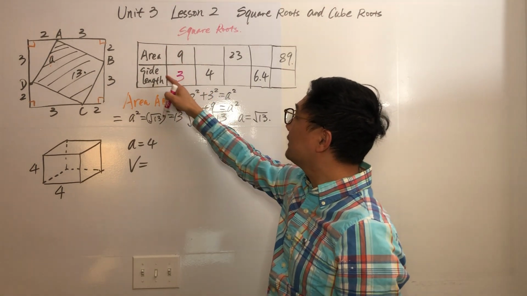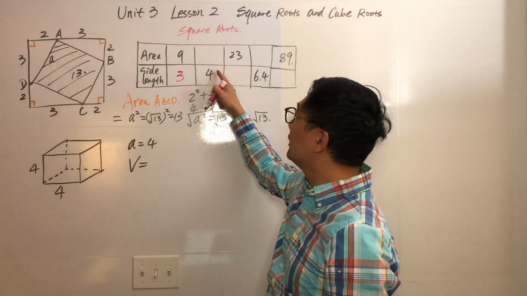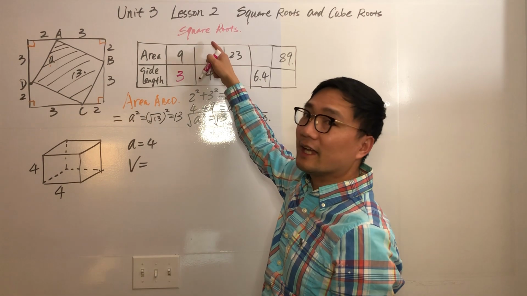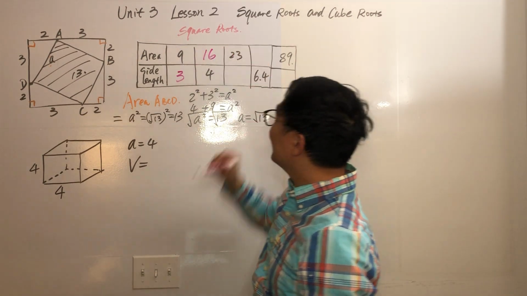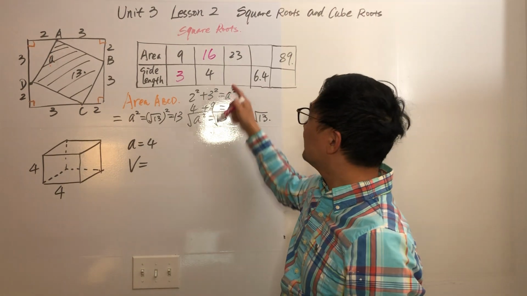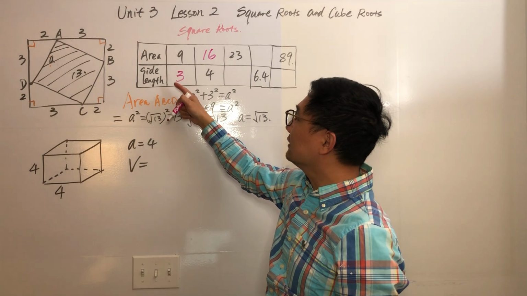How about if I say the side length is 4? What is the area? Then you have to square the side length to get the area, right? So 4 squared should be 16. Now if I say 23 is the area, how can we find the side length?